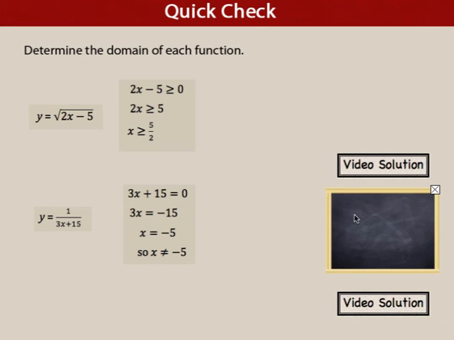Remember, the denominator cannot be 0. That means that 3x plus 15 cannot be 0. So we'll set it equal to 0. Right, move the 15 on the other side. Negative 15, divide by 3, and we get that x is equal to negative 5. Now that's the value of x that makes the denominator 0. So that means that x cannot be negative 5. So x is all reals except negative 5.